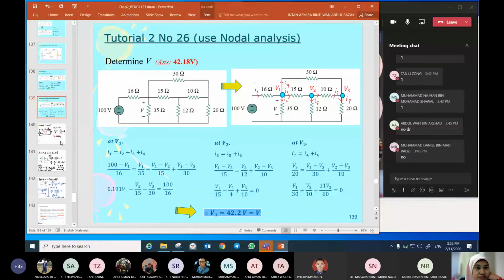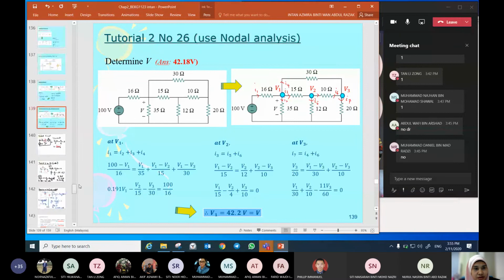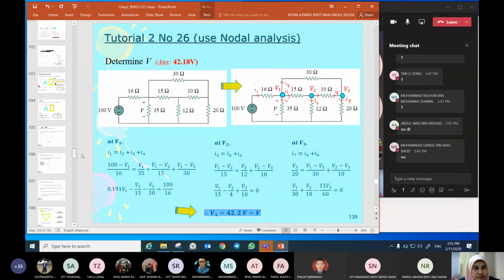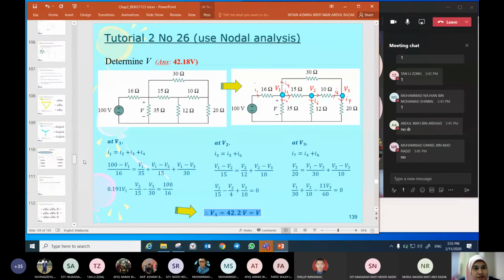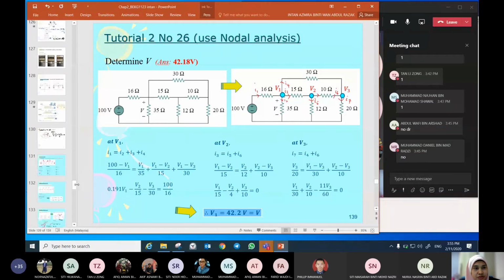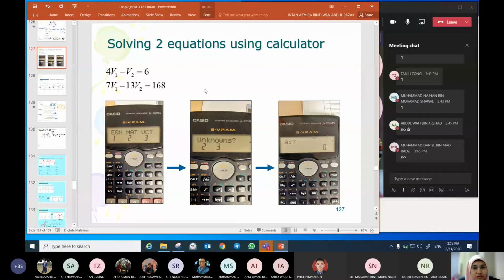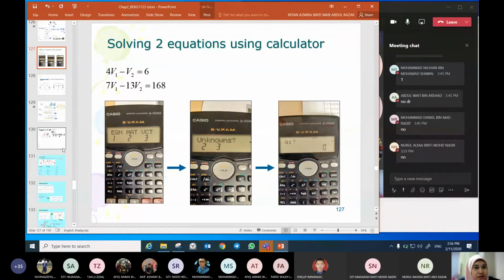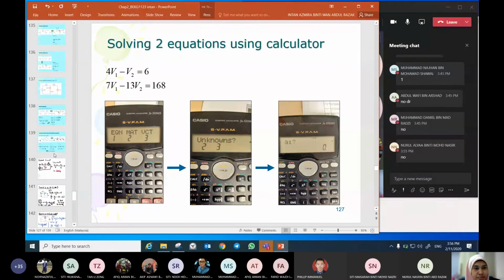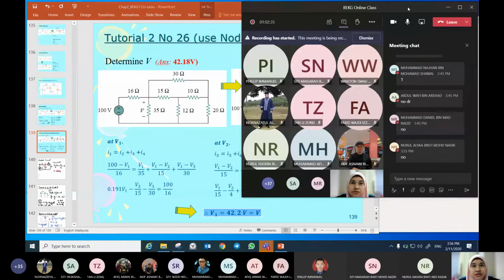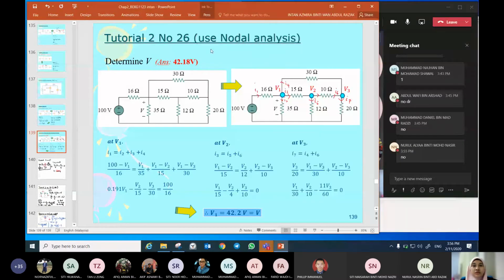Any question? No question? I think this is our last slide. Our last slide is the guide on how to key in your equation in the calculator. Any question? If no questions, type no, say no, so that we can end our session.